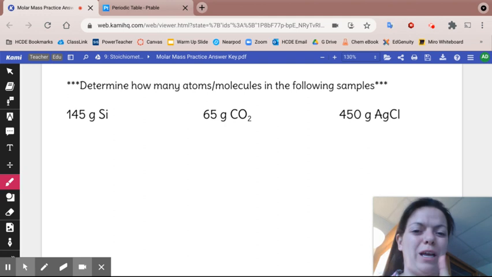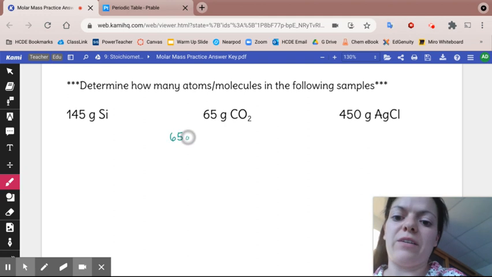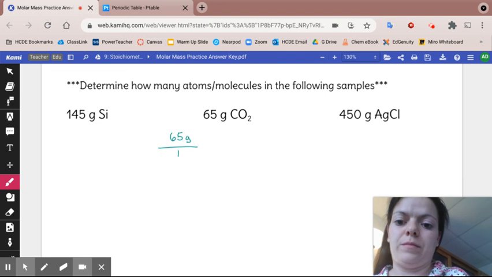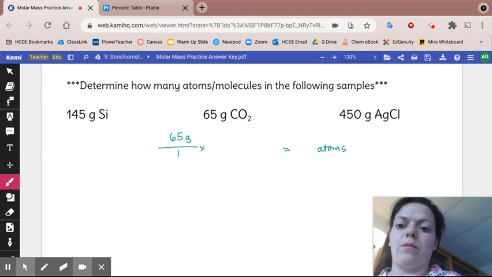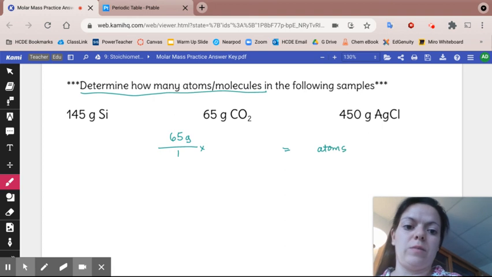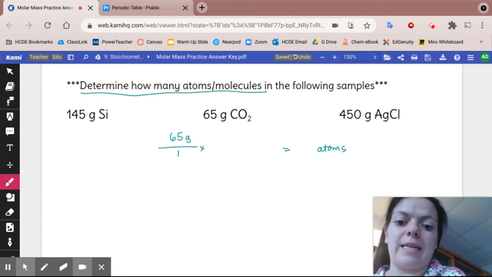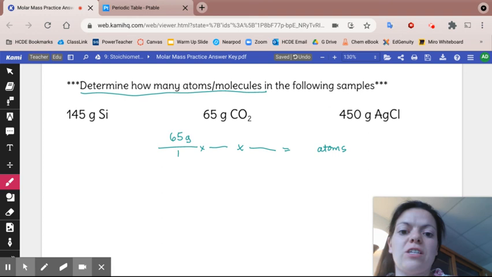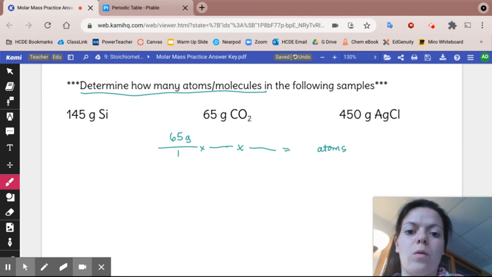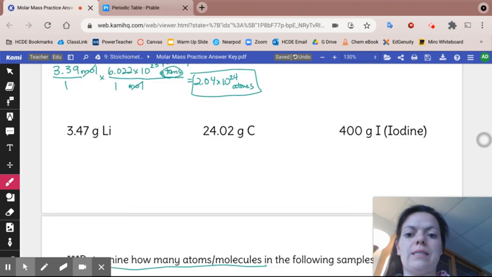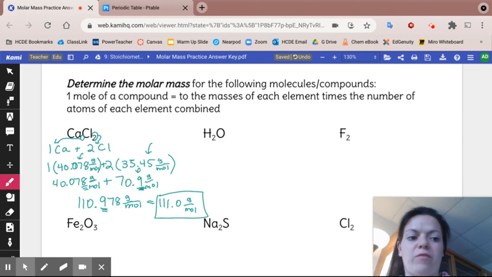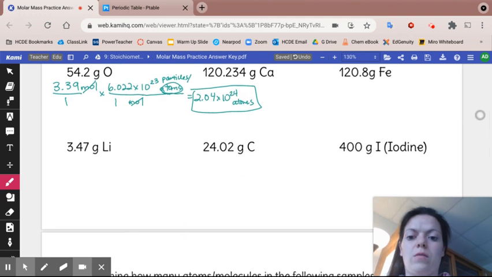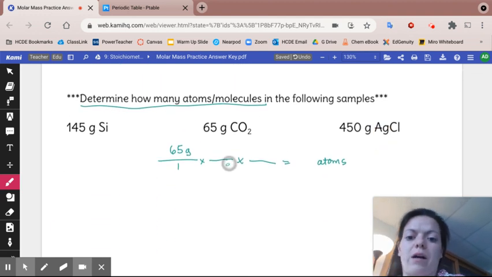This is where our dimensional analysis really comes into play. I'm starting out with 65 grams of CO2. Okay, I know that I need to get at the end to the number of atoms, right? Determine how many atoms or molecules are in the sample. Okay, so I need to set this up so that I can get to atoms. I know that I can determine how many grams per mole there are of CO2 using the same method that we used in this section right here, where I add up and figure out my total molar mass for the particular molecule.